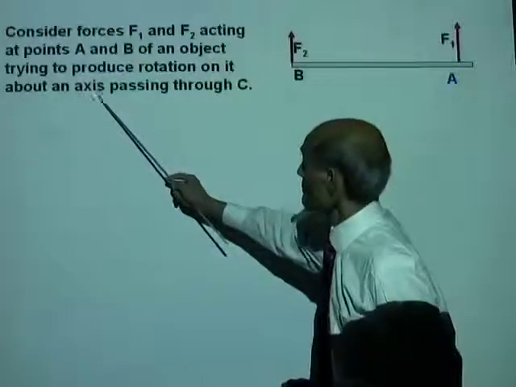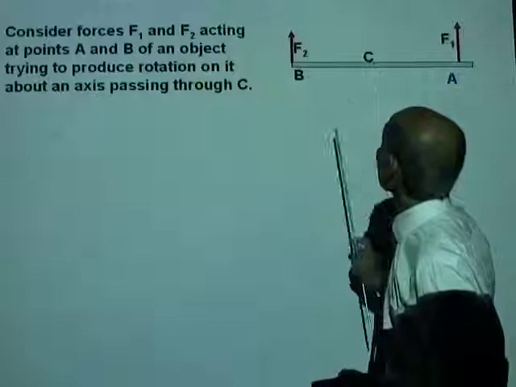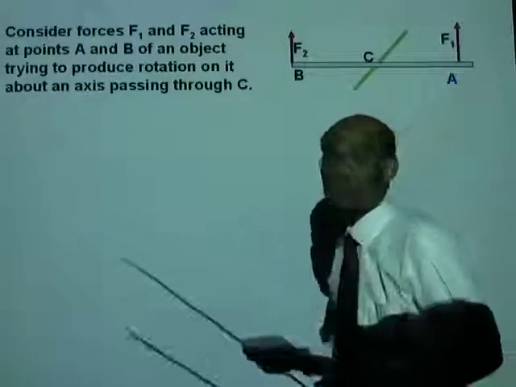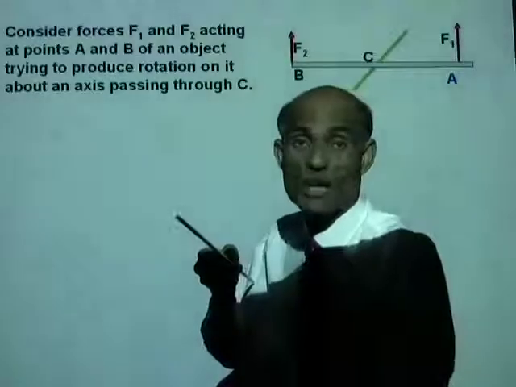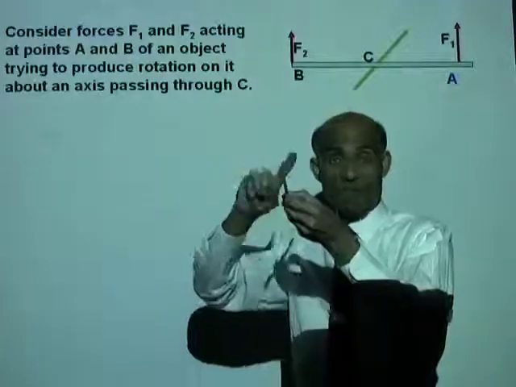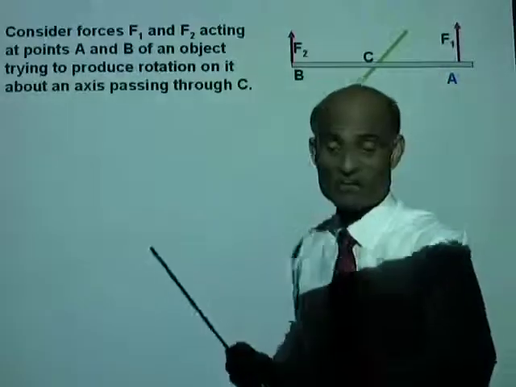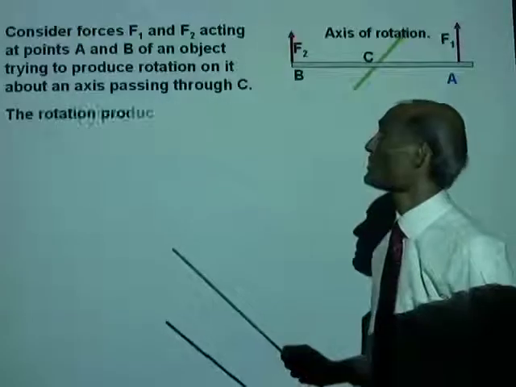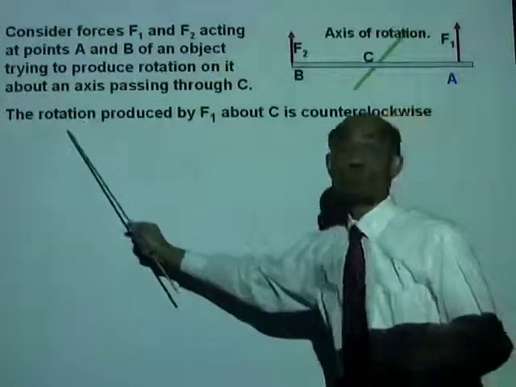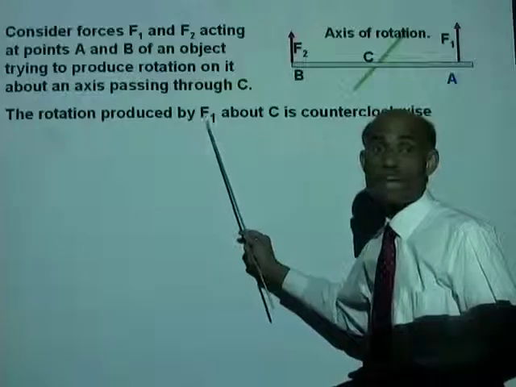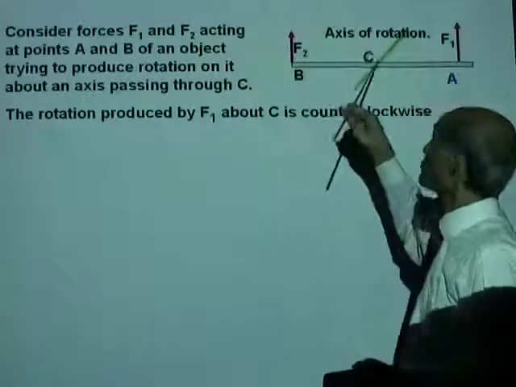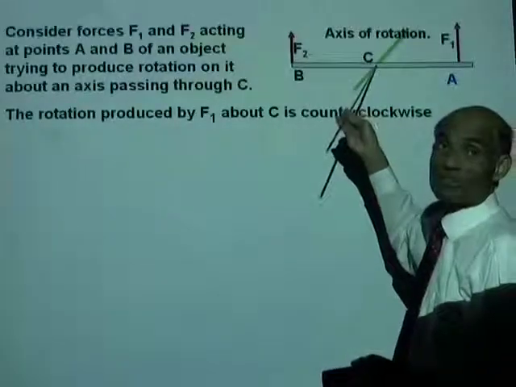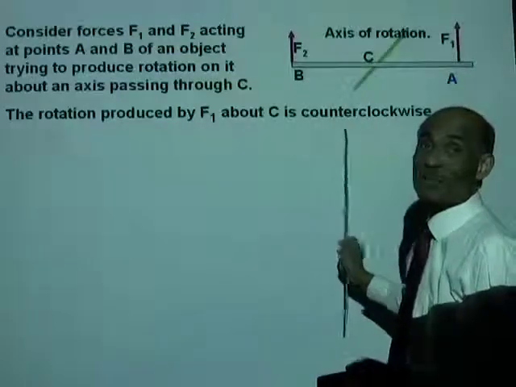Now, at point C there is an axis, and we are going to look at the rotation of this object about an axis that passes through C. That's the axis of rotation. The rotation produced by F1 about the axis passing through C is counterclockwise.